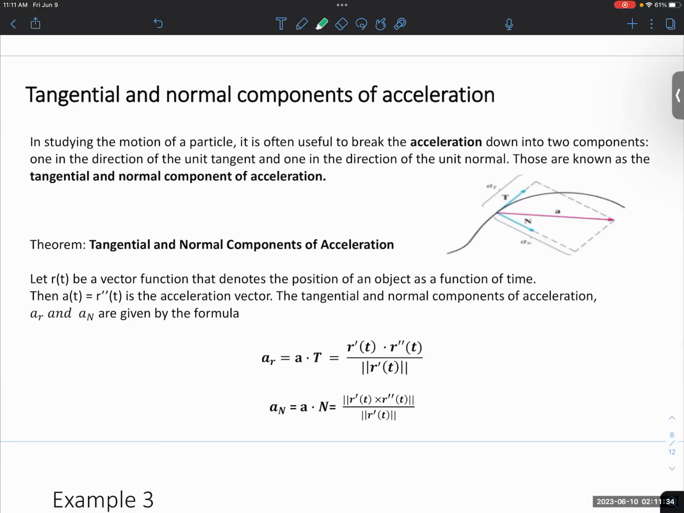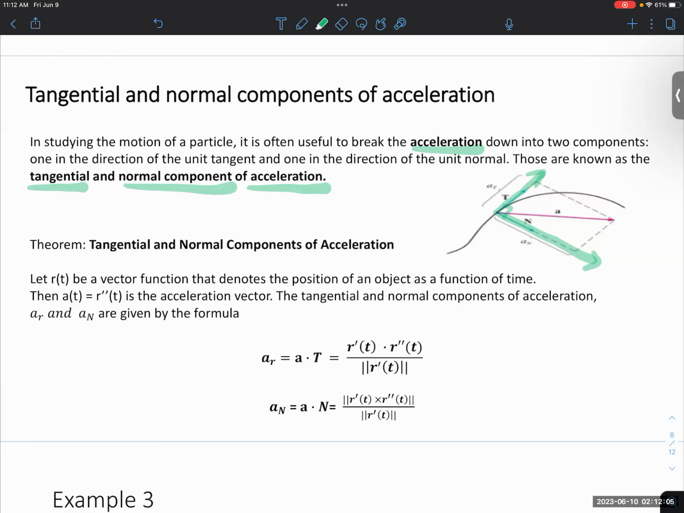I'm going to talk about the last one, tangential and normal components of acceleration. In studying the motion of a particle, it is often useful to break the acceleration down into two components. In this image, you have a tangent vector and a unit normal vector, so they're creating 90 degrees. And then what does it mean? Tangential acceleration and normal component of the acceleration.